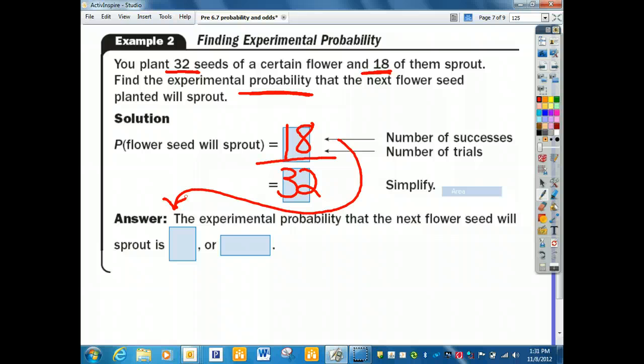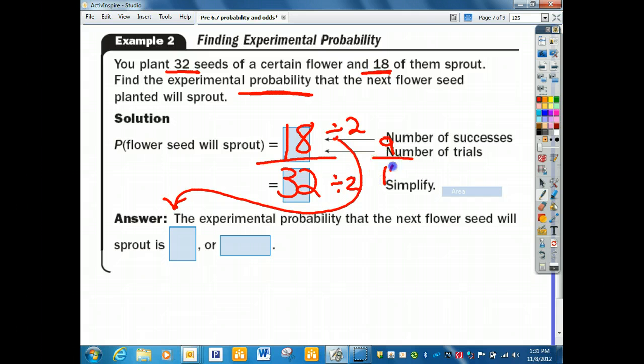18. 9. 18. Divided by 18. 11, 6. Well, if you're not sure, they're both what? Even. They're both even, so let's try dividing by 2 and go from there. 18 divided by 2 is 9. What's 32 divided by 2?